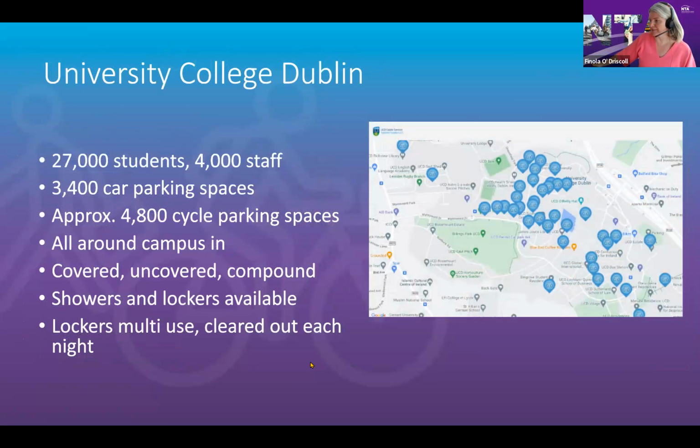I'm going to give you a bit of a case study of University College Dublin. University College Dublin is about 6 kilometres outside the city centre in a suburban location. It's a huge third level institute. It's got 27,000 students and 4,000 staff. There are 3,400 car parking spaces currently at Belfield, that's the campus, and there are 4,800 cycle parking spaces.